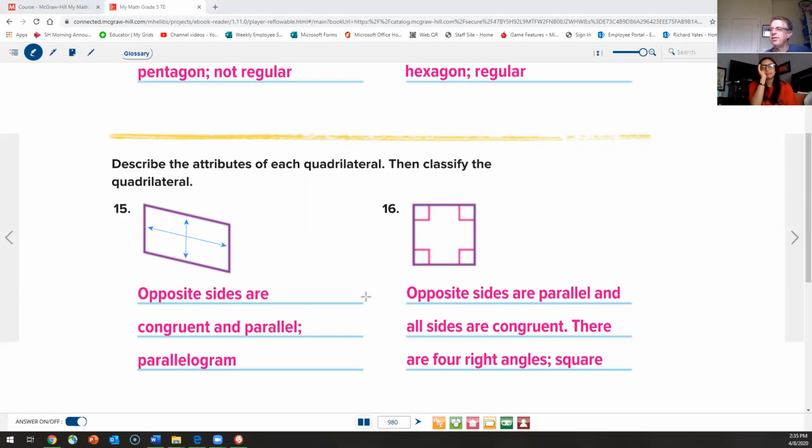And on number 16, we're seeing that the opposite sides, that means the top and the bottom side, and the left and the right side, the top and the bottom are parallel, and the left and the right are parallel. So opposite sides are parallel, and all 4 sides are exactly the same, so they're all congruent. There are 4 right angles, 1, 2, 3, 4. That makes this a square.